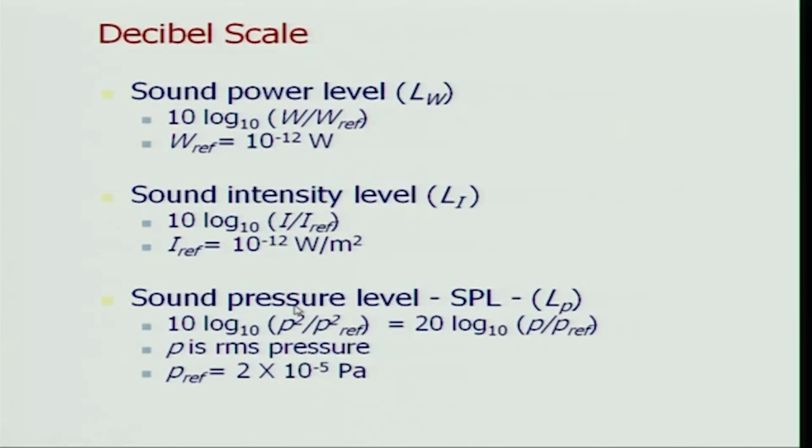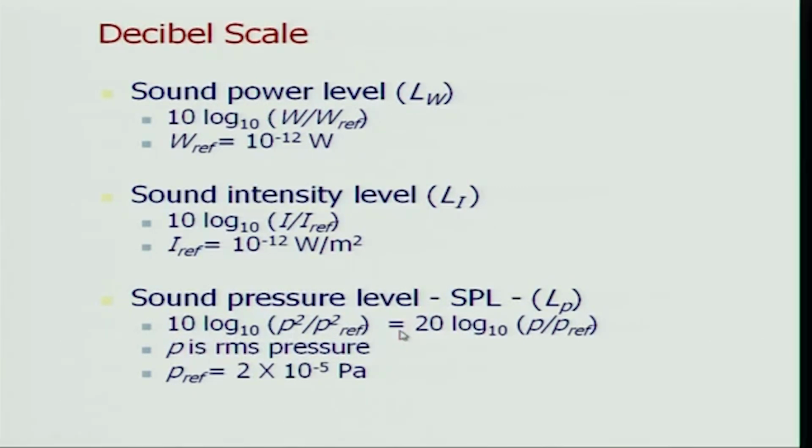And then finally I have sound pressure level, termed as LP, which is defined as not 10 log but 20 log, or actually 10 log of the square of pressure divided by the square of reference pressure, and if I take the square out then it becomes 20 log 10 of P over P ref, and here P is the RMS pressure, the root mean square value of the pressure.